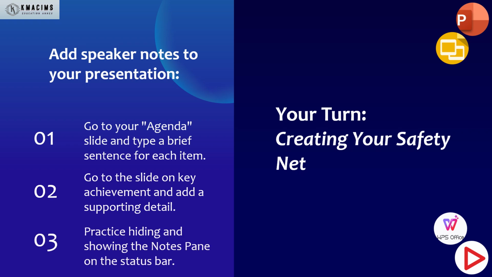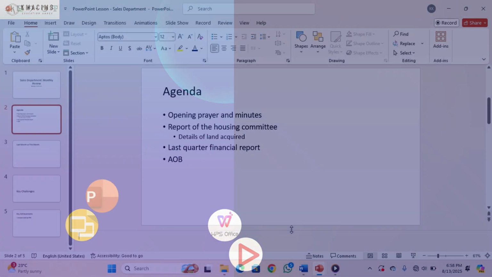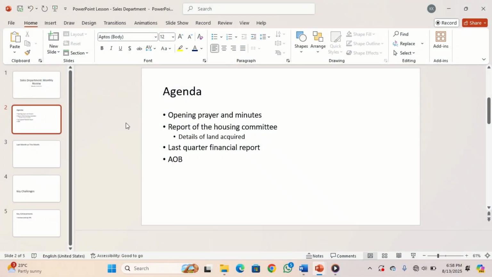Let's add some speaker notes to your presentation right now. 1. Go to your agenda slide. In the notes pane below it, type a brief sentence for each agenda item to remind yourself what you want to say. For example, for the first point, I will briefly recap last month's goals.